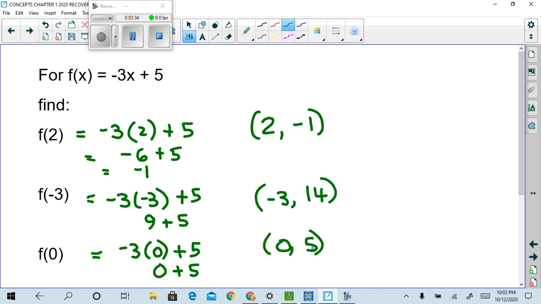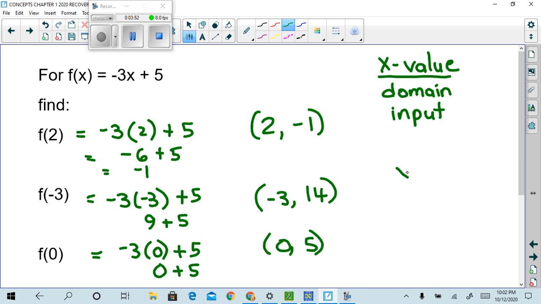Our domain, again, is our x values. So we think about our x values. We want to be very familiar with these words. The x value is your domain or your input. What are you inputting? What are the x values we're going to substitute in? And our y value, in this case our f of x, is going to be my range values or my output. You want to get very comfortable with this vocabulary. I'll be repeating it many times.